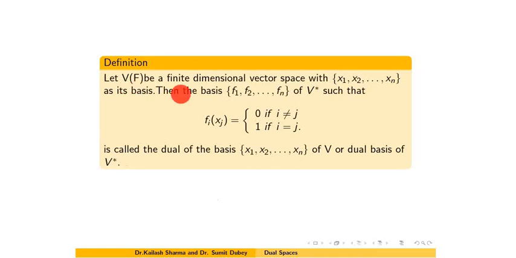Let V be a finite dimensional vector space with x1, x2, up to xn as its basis. Then the basis f1, f2, up to fn of V star such that fi xj equals 0 if i not equal to j, and 1 if i equal to j, is called the dual of the basis x1, x2, up to xn of V, or simply the dual basis of V star.